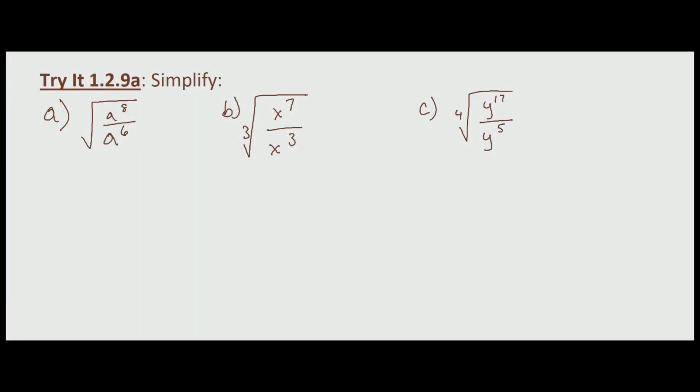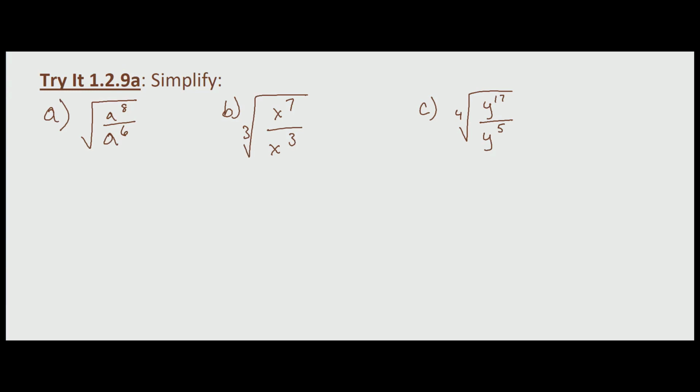Now we're looking at problems involving the quotient rule and the product rule if we're dealing with the numerators and denominators separately, involving variables. So with part A, we're given the square root of a to the 8th over a to the 6th. There are a couple different routes we can take here.